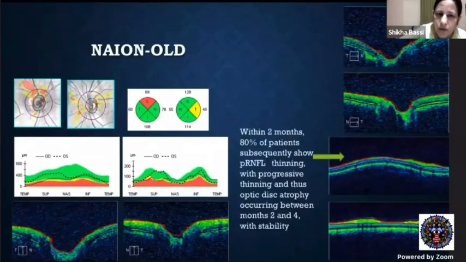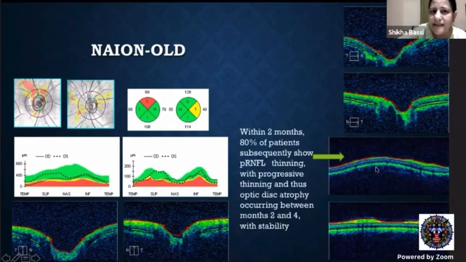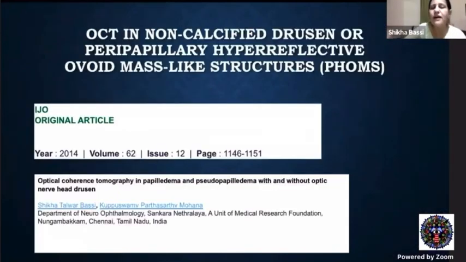And in older cases of NAION, that is after a few months, 2 months, 80% of patients show that it not only resolves, the thickness decreases, it becomes thin, and it keeps on progressively becoming thin till the optic disc establishes itself into optic atrophy. Now coming to OCT in non-calcified drusen or peripapillary hyperreflective ovoid mass-like structures.